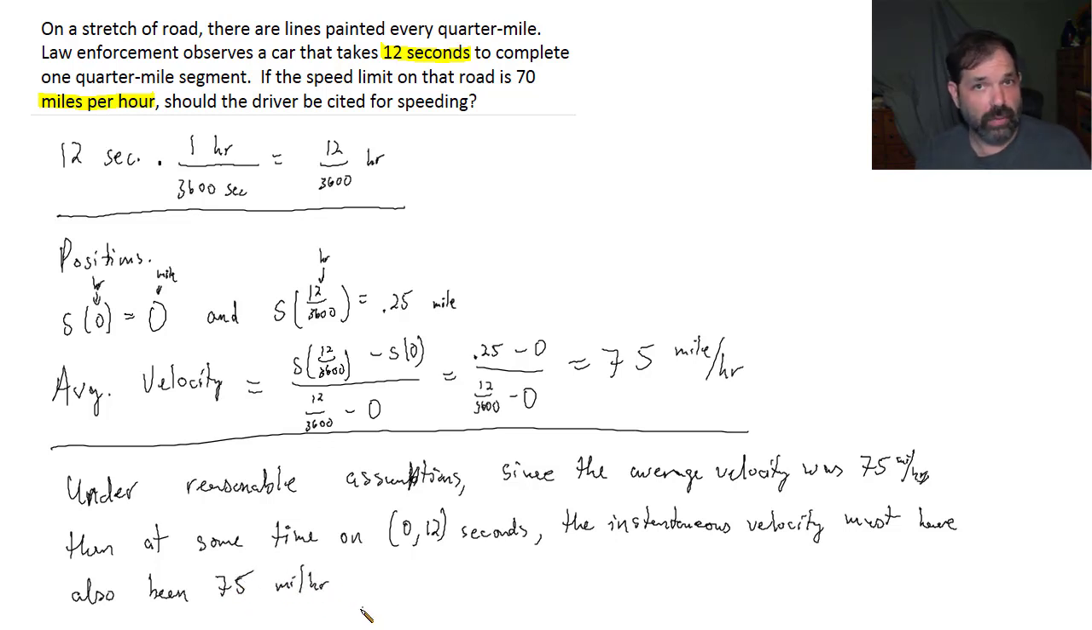It doesn't say it was always 75 miles per hour. It could have been under that for some point. It could have been over that for some point. However, at some time during that interval, the instantaneous velocity was 75 miles per hour, and so, should the driver be cited for speeding? Well, yes, the driver could be cited for speeding.